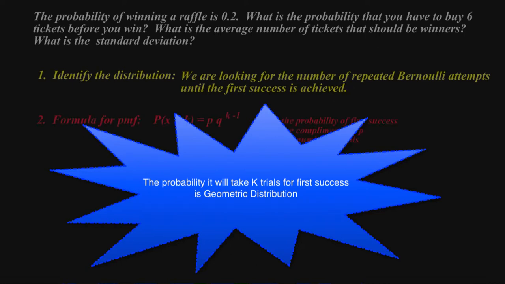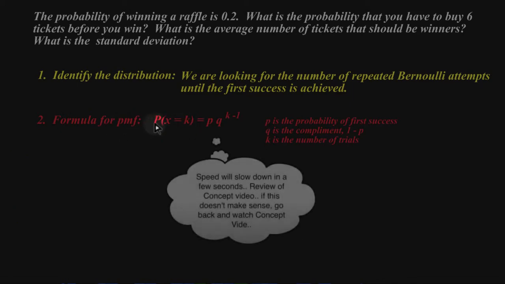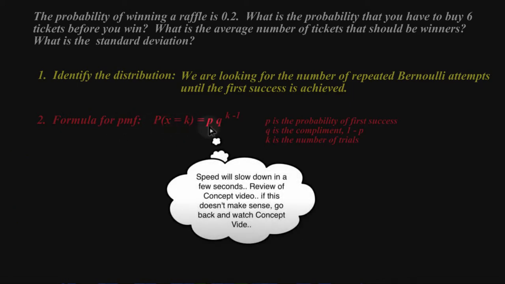The formula for the probability mass function for a geometric distribution for x equals k, probability of x equal k, is p, the probability of hitting that first success, in this case, winning the prize. And q is the complement of p, which is just 1 minus p. Anytime you hear the word complement, you should think 1 minus probability given. K, again, is the number of trials until we get that first success, minus 1 in the exponent.